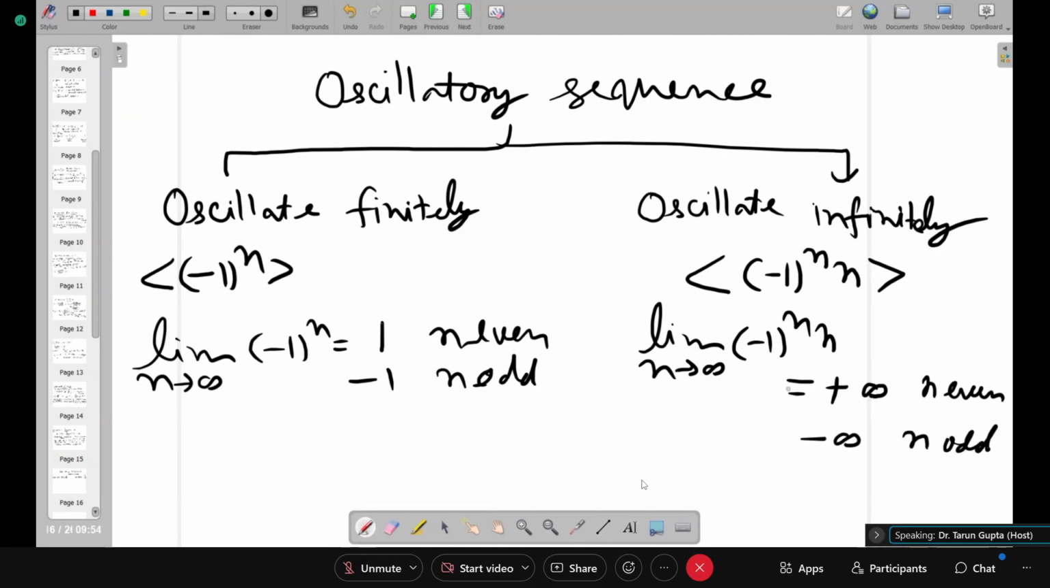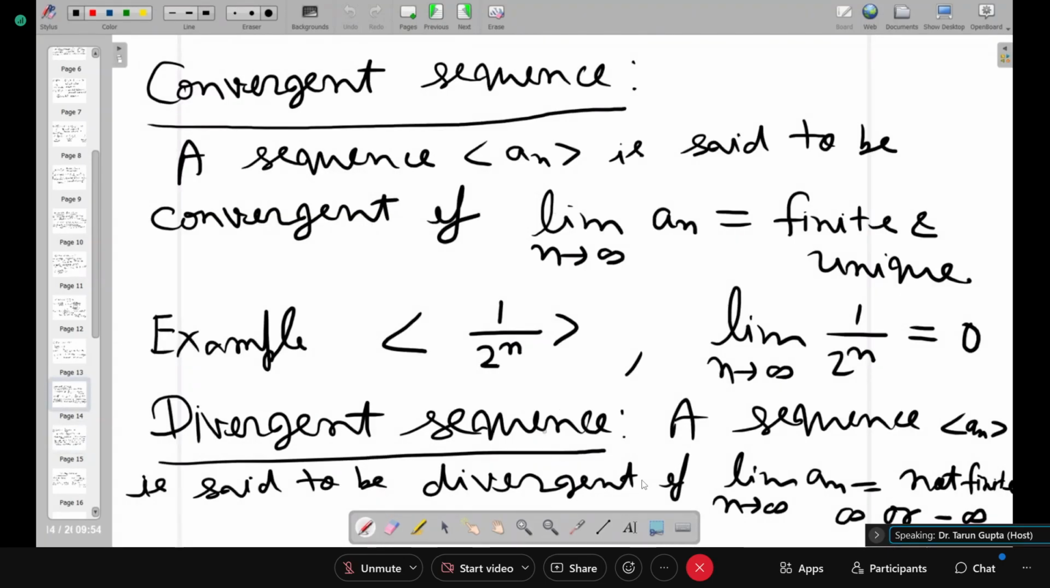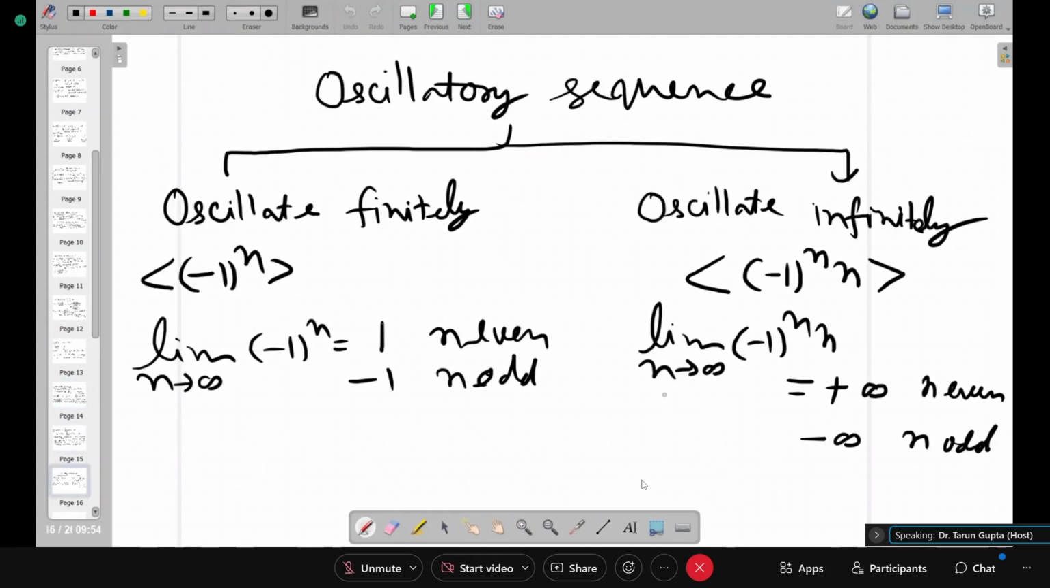So here also the limit, in a divergent sequence, we get a limit that is infinite or minus infinite, but only one value. Okay, but here positive infinite and negative infinite, both values, depending on the conditions, we are getting. So this is an oscillatory sequence which oscillates infinitely. This is also an oscillatory sequence but it oscillates finitely, between 1 and -1.